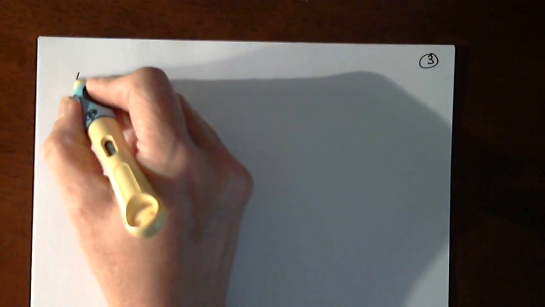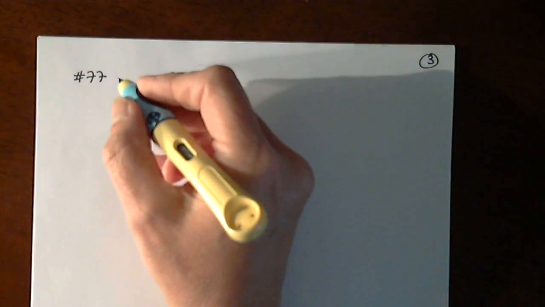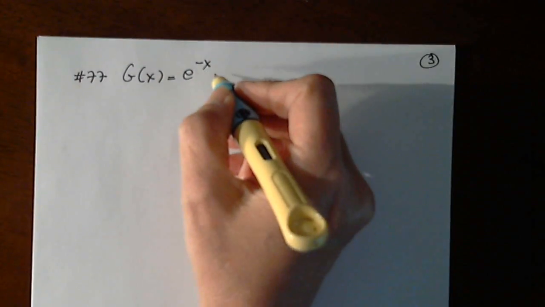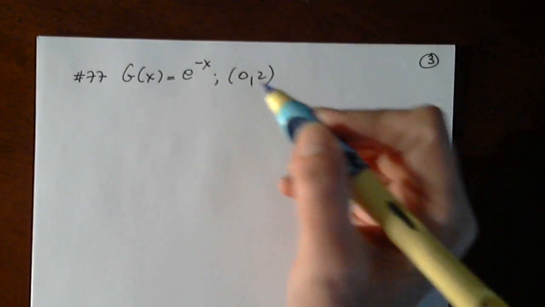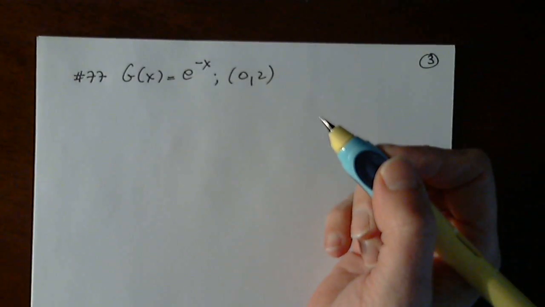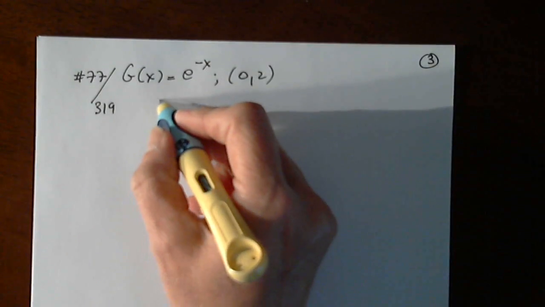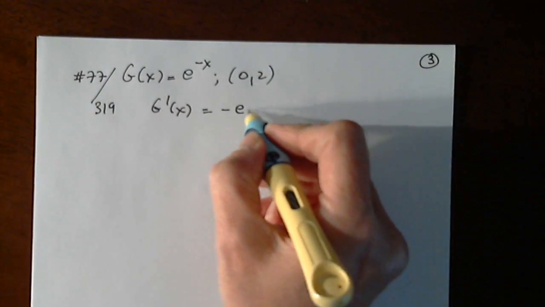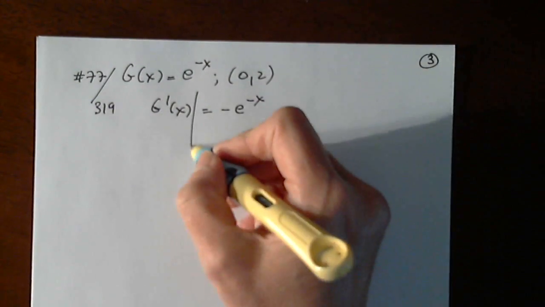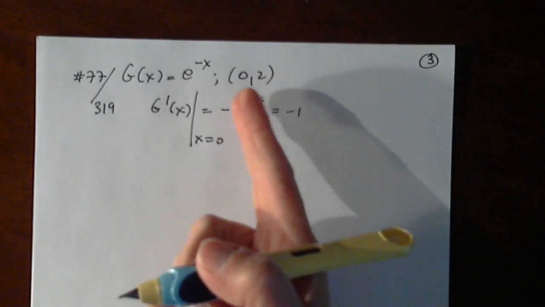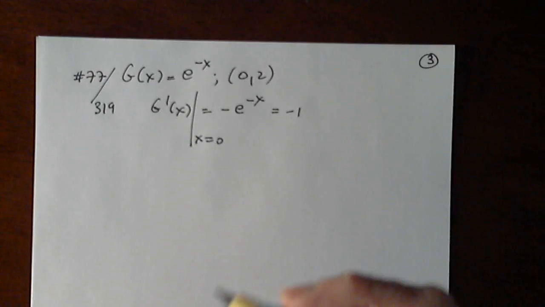Okay, find the equation of the line tangent to the graph of problem 77. We have g of x, which is e to negative x, and the point is 0, comma 2. Find the equation of the tangent line. This is the same page, 319. Find g prime of x, which is negative e to negative x. Evaluate it for x equals 0, which means e to 0 is 1. 1 times negative 1 is negative 1.